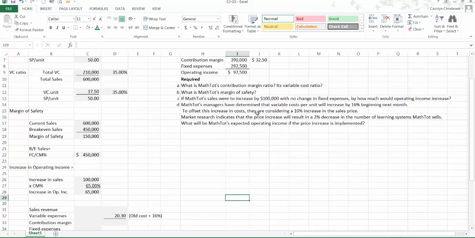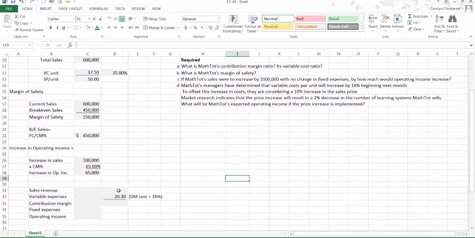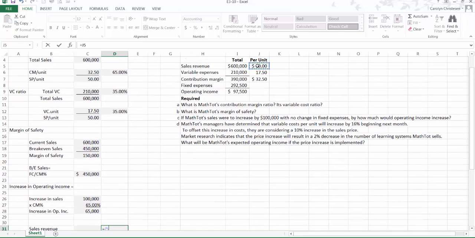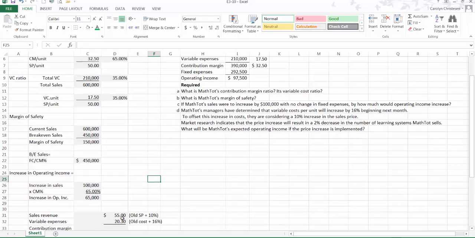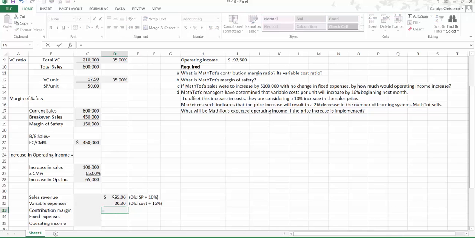To offset this increase in costs, they're considering a 10% increase in the sales price. So our new sales price will be equal to our old sales price times 110%. So again, old selling price plus 10%. All right, so that means our new contribution margin is equal to the 55 minus the 20, or 30, 34, 70.